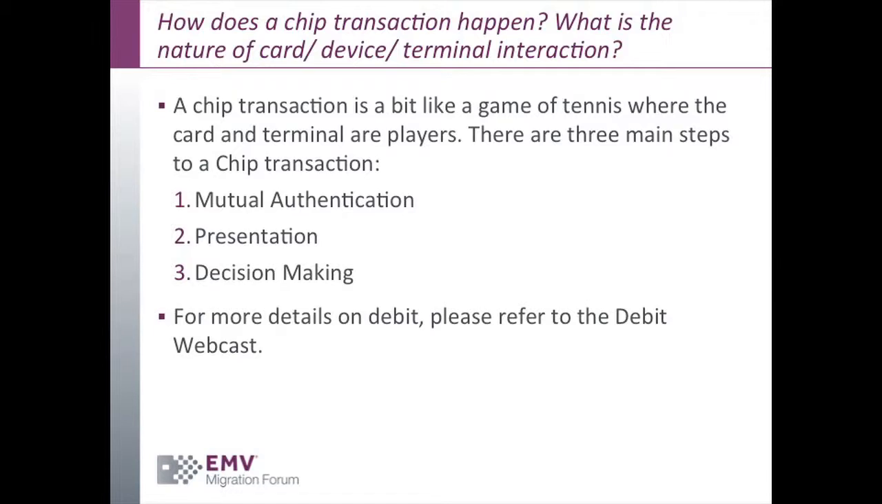Thirdly, decision making, where the card and terminal work together to make the decision on the transaction, either locally or with the online assistance of the issuer. Being effectively a small computer, a chip card interacts directly in the transaction in a way that magstripe cards cannot. It can prove that it is genuine through shared certificates and cryptography.